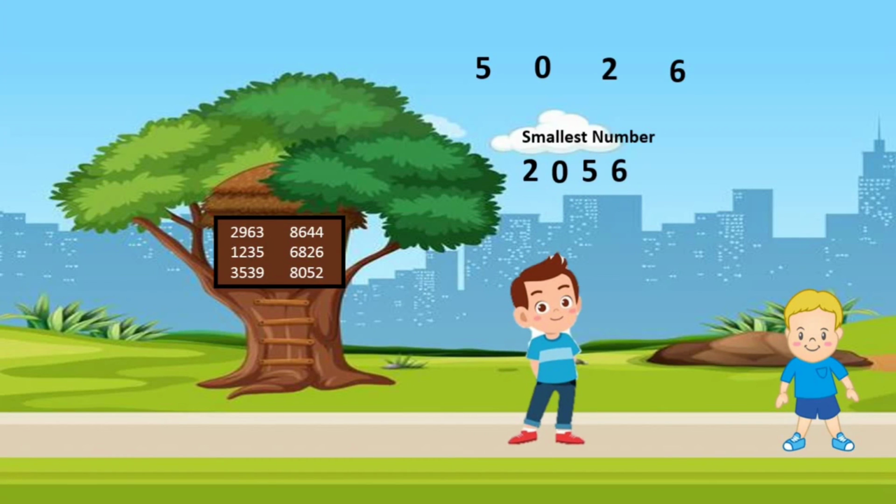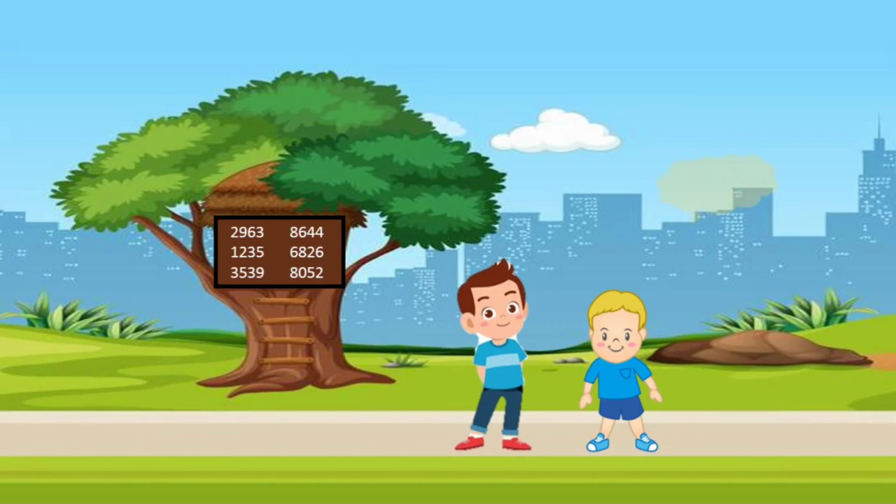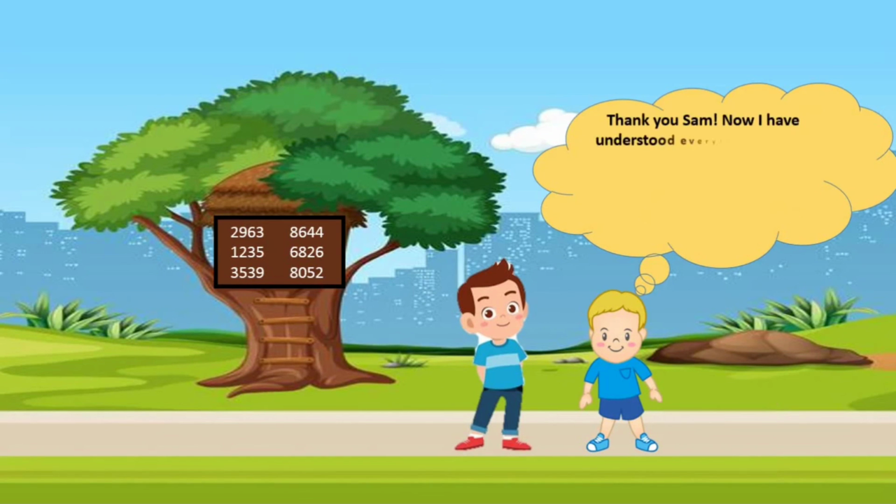Now, in order to form the greatest 4-digit number out of the given set of digits, you can simply arrange these digits in descending order, just like this. So, the greatest 4-digit number here becomes 6520. Thank you, Sam. Now I have understood everything about 4-digit numbers.